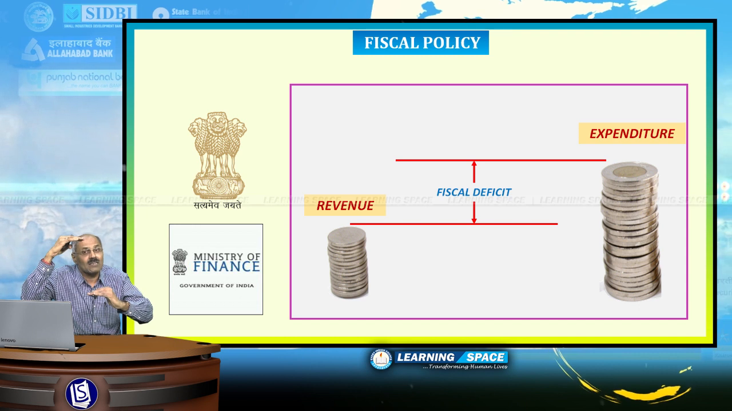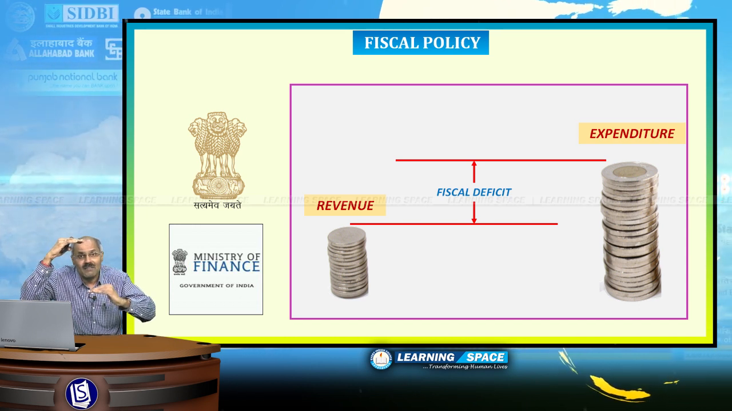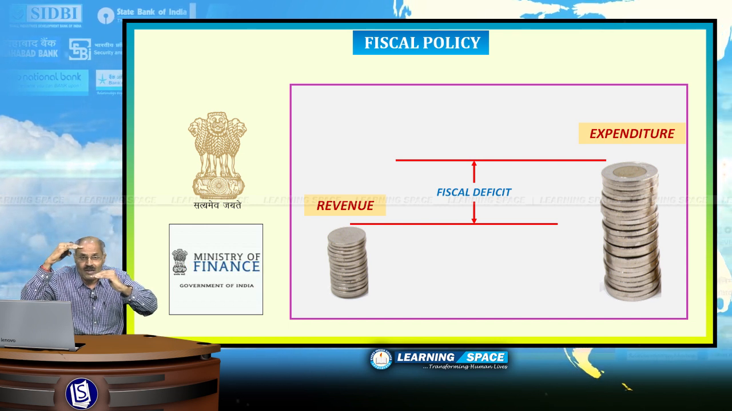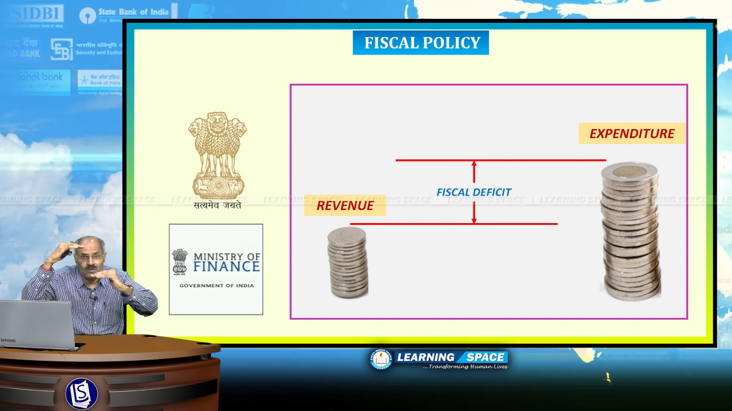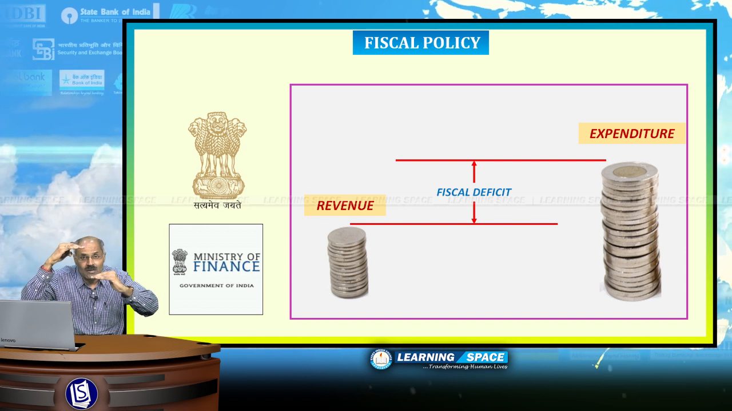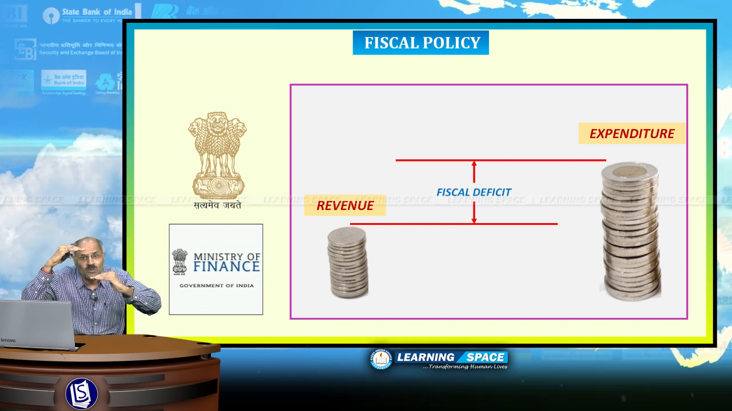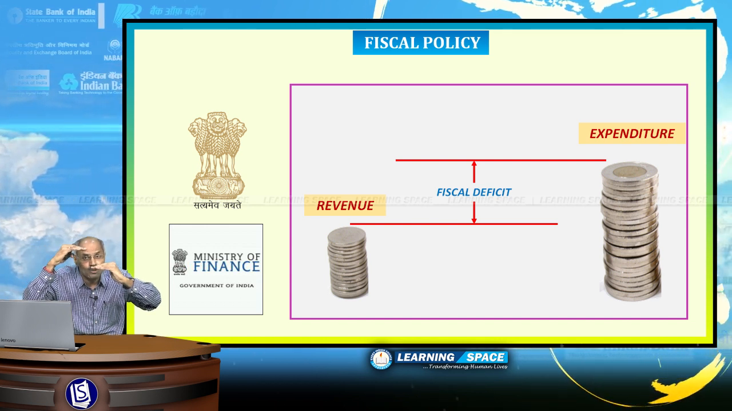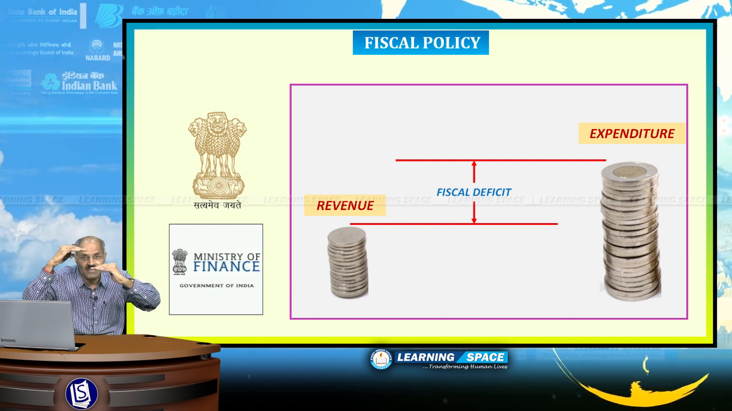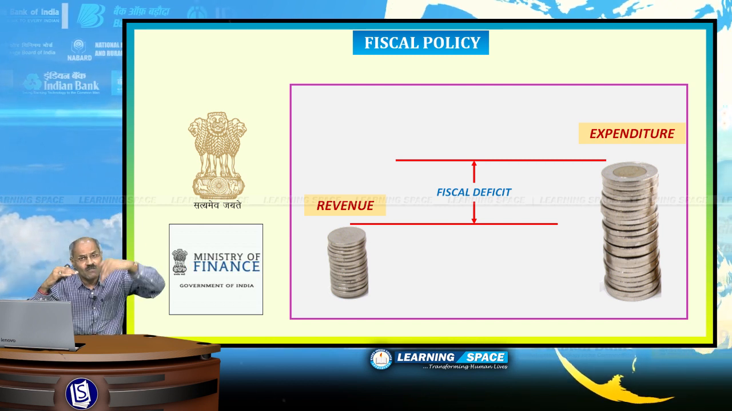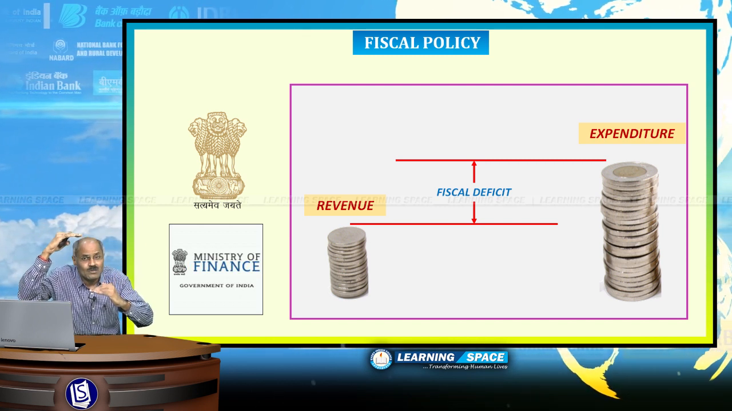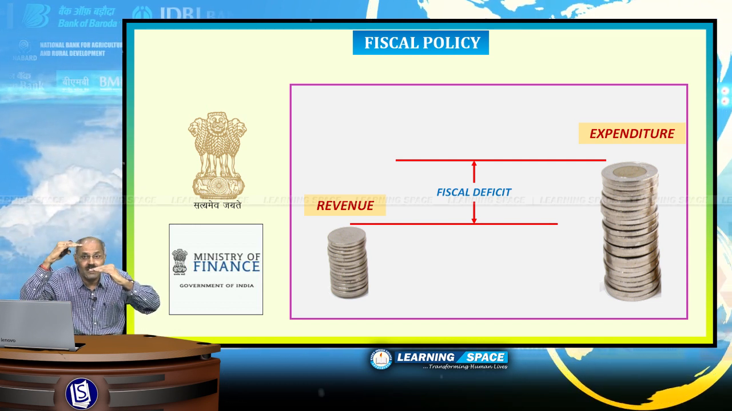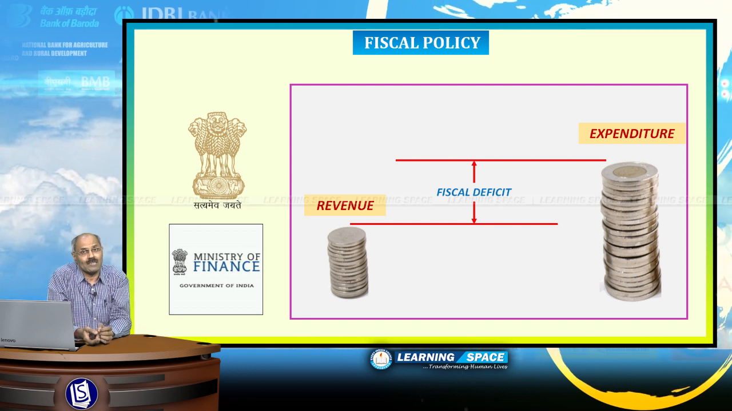Any government will try to look at improving the revenue and reducing the expenditure. It is true for any household expenditure also. Expenditure should be reduced as much as possible and revenue should be increased as high as possible. So the gap should be reduced. That is fiscal deficit. Any government as part of fiscal policy will try to reduce expenditure, will try to increase the revenue. So the gap should be reduced, and this is fiscal policy.